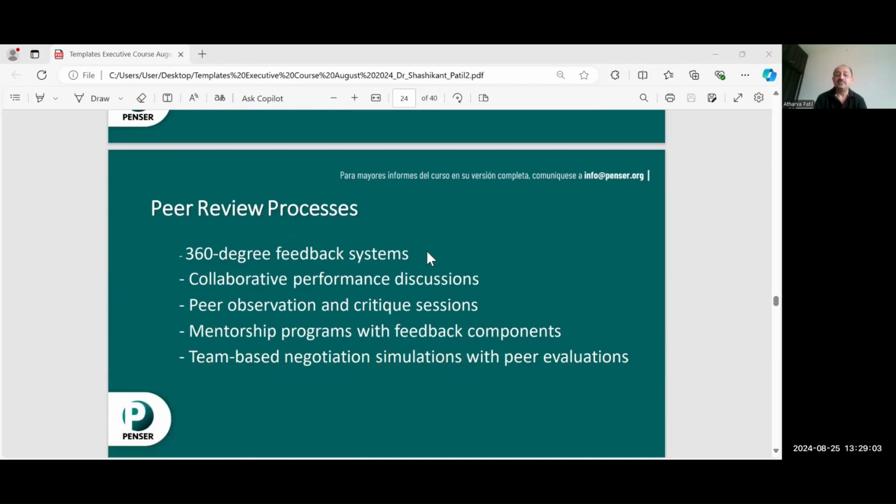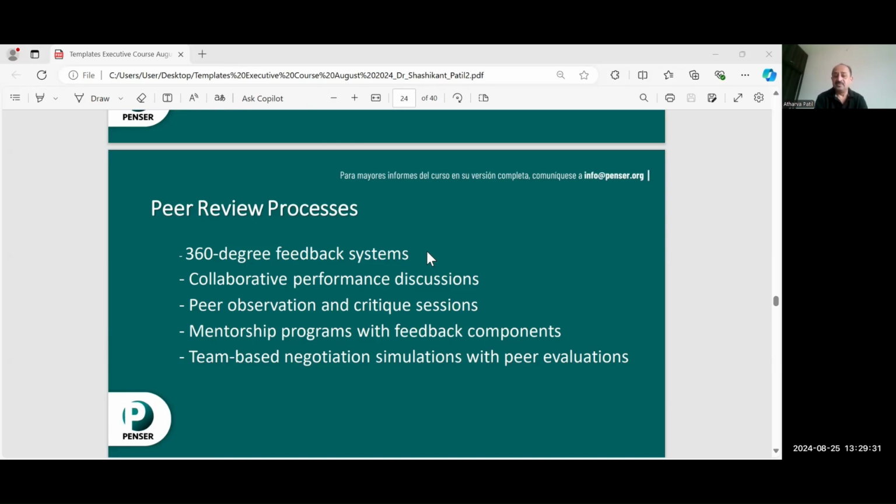Then the third one is the peer review process, and that is very important. So we should not always conduct one-sided feedback. It should be from all the peers, all the stakeholders, and then you should evaluate where we are lacking, where we are making mistakes, and what needs to be done. So that will help you to take decisions. Then you must have collaborative performance discussions in groups, in communities, in seminars, or in some panel discussions.